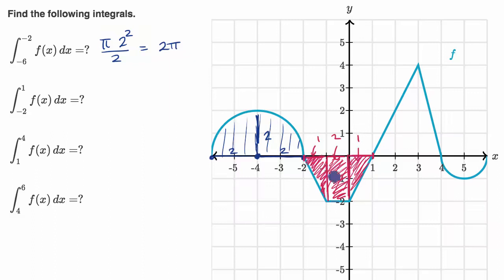So if you add up those areas, 1 plus 2 plus 1 is 4. And so you might be tempted to say, oh, is this going to be equal to 4? But remember, our function is below the x-axis here. And so this is going to be a -4. All right, let's do another one. So now we're going to go from 1 to 4 of f of x dx. So pause the video and see if you can figure that out.